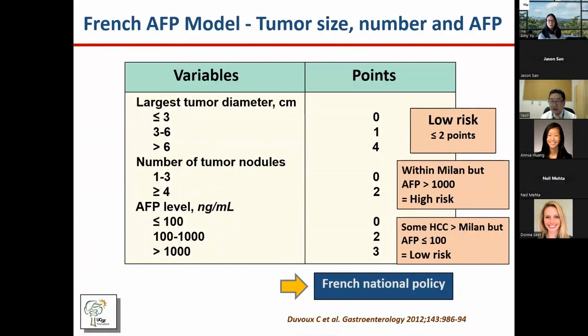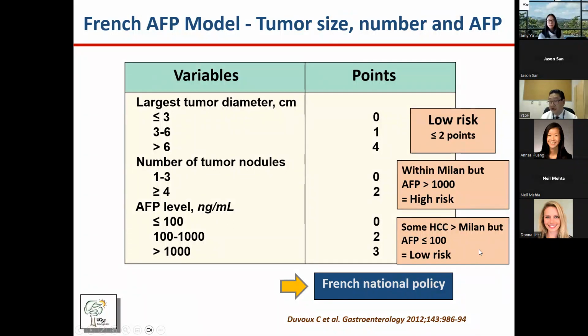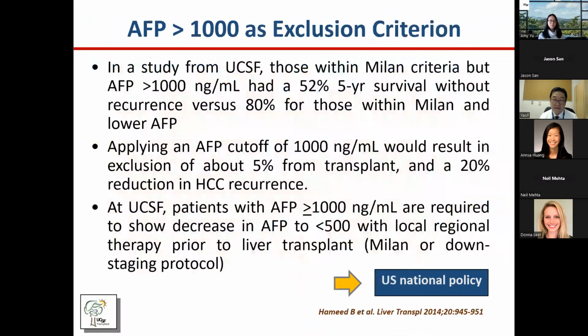risk. A patient with tumor within Milan, but AFP that's very high, over 1,000, is at high risk for recurrence. And then there are some HCC patients with tumors beyond Milan, but low AFP, who are low risk for developing tumor recurrence. So this has been a French national policy for a number of years.